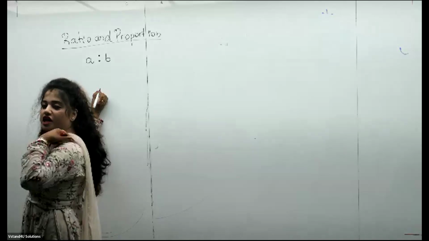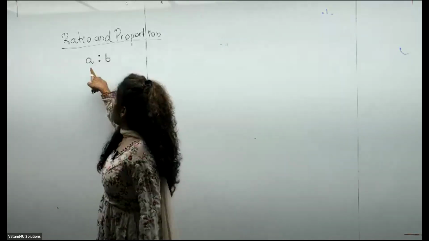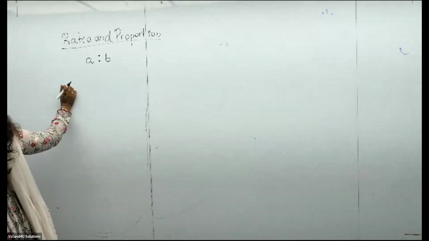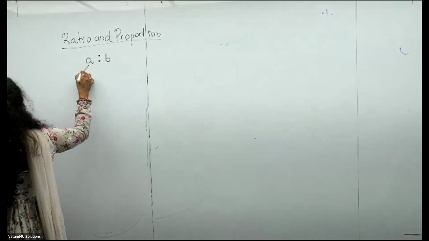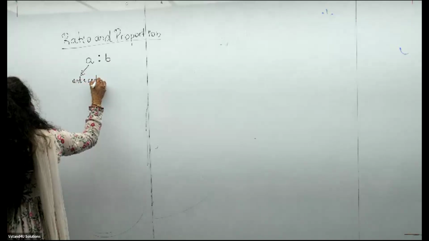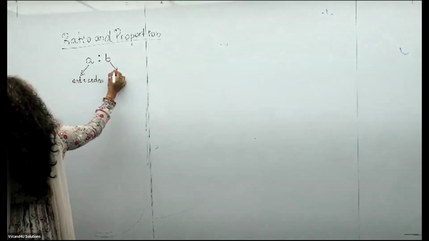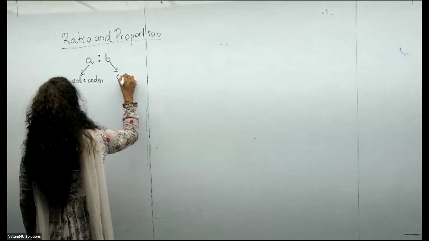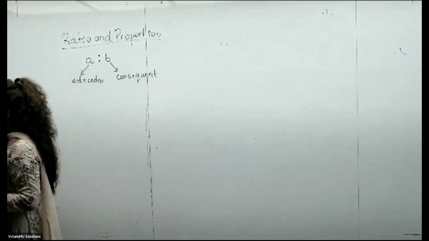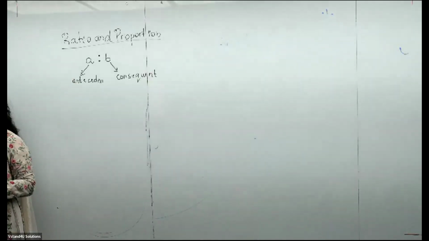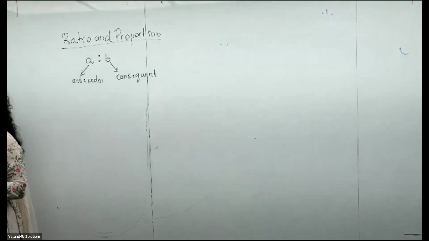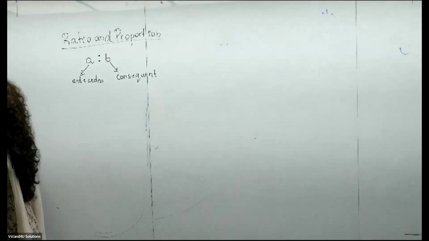How do you represent ratio and proportion? You will represent it in the form of A is to B. So what is your A called? Your A is called antecedent and your B is called consequent. Clear? Online students, clear?